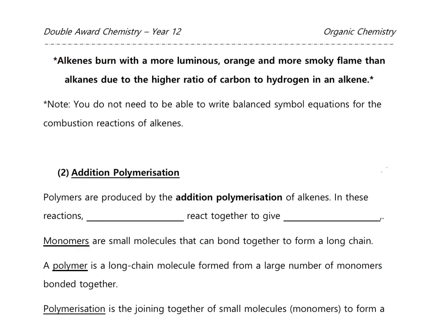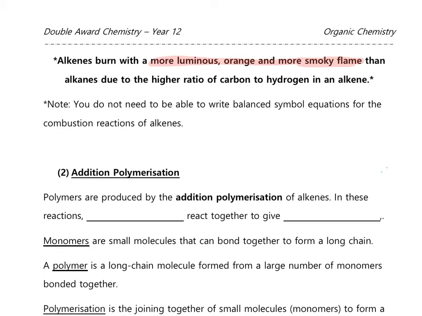The last thing to mention with alkenes and their combustion reaction is that they burn with a more luminous, and that just means a brighter orange and more smoky or sooty flame than alkanes, and that's due to their higher ratio of carbon to hydrogen atoms in an alkene, essentially because there are fewer hydrogens per carbon atom.